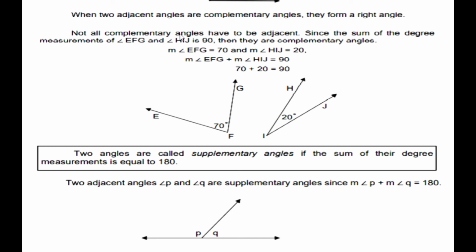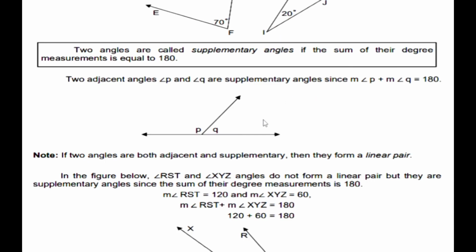So how can we say that this is complementary? Because the measure of angle EFG and the measure of angle HIJ is equal to 90 degrees. When we add 70 degrees plus 20 degrees, that will be equal to 90 degrees, which is a right angle. So we can say that these two angles are complementary.